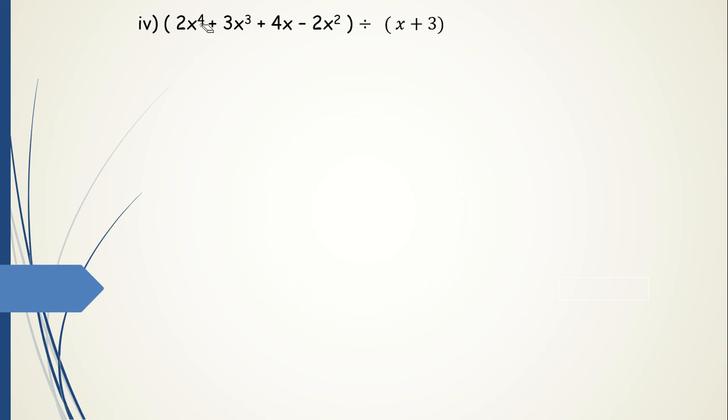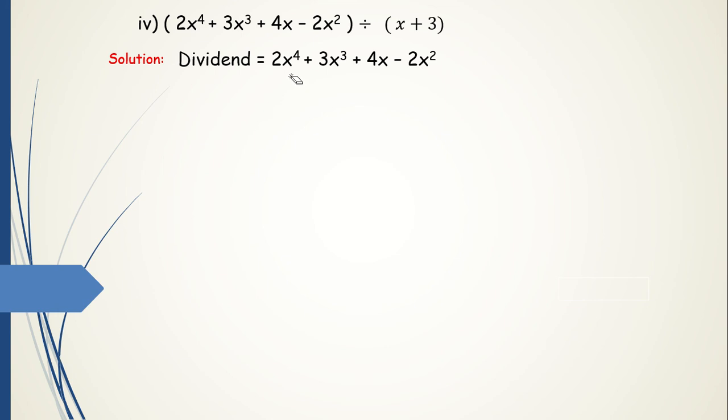Here the power is 4. So there should be 5 terms. 1, 2, 3, 4. There are 4 terms only. So the 5th term, the number term, the constant term, is missing. So just write down plus 0 over there. And also just rearrange the terms. Okay, in the standard form write it.